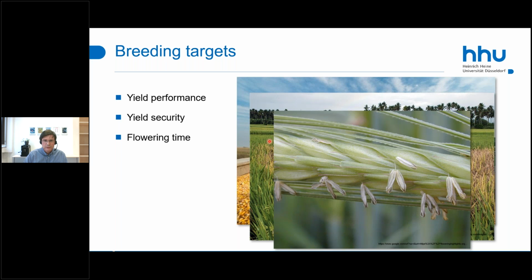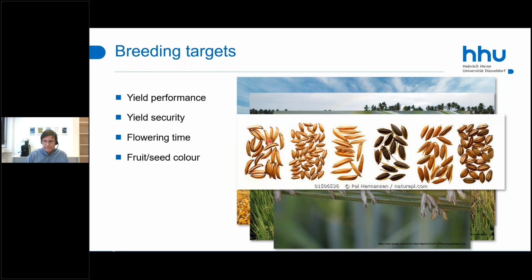Then, of course, one of the breeding targets is flowering time. So I briefly mentioned that, of course, we are using locally adapted material, and this means that for the same species, you have to adapt the plants to the local requirements. And one of those is, of course, the flowering time.